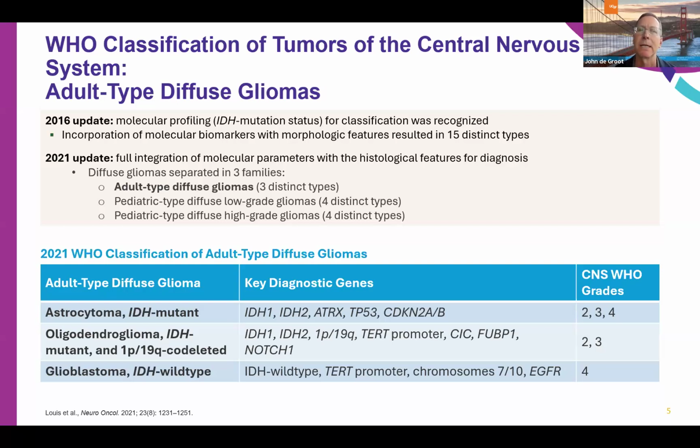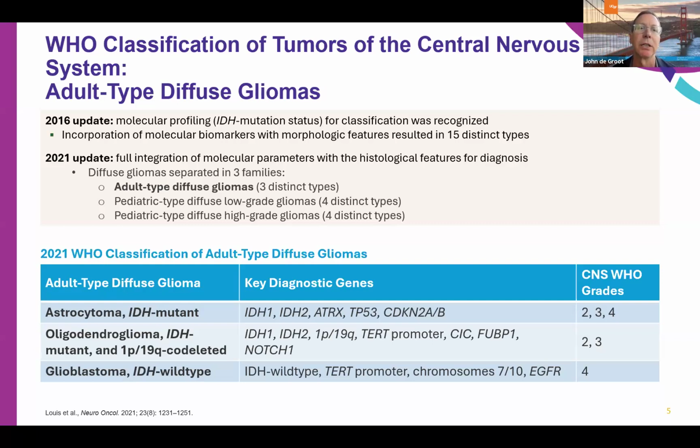So it wasn't until 2016 that IDH mutation and its role in classification was actually recognized. And then in 2021, with an additional 5 years, we had a much better understanding of the role of IDH and its ability to subset different types of diagnoses. And it really has given us a way of better classifying these types of tumors.